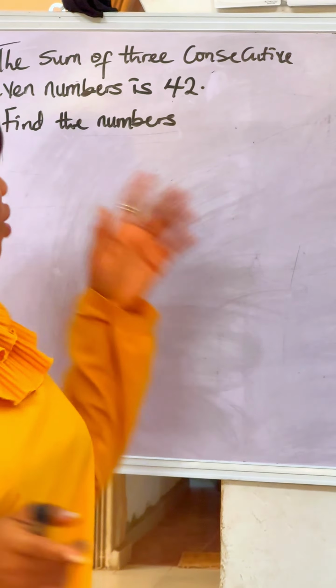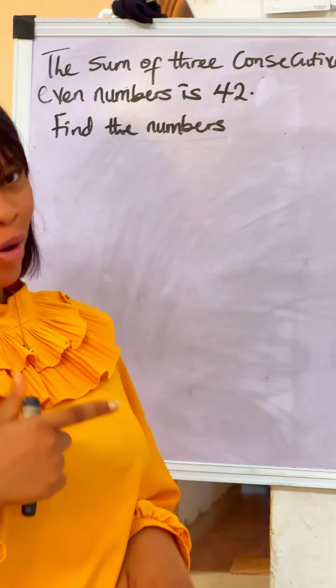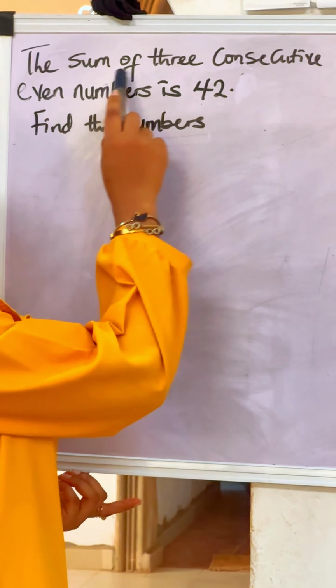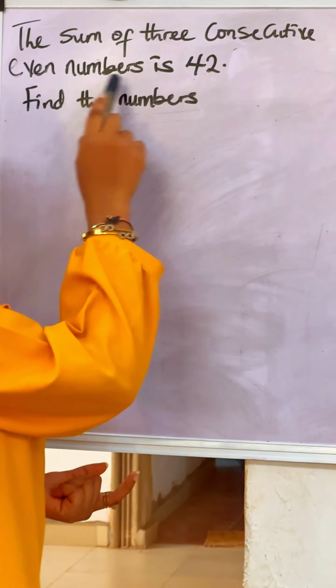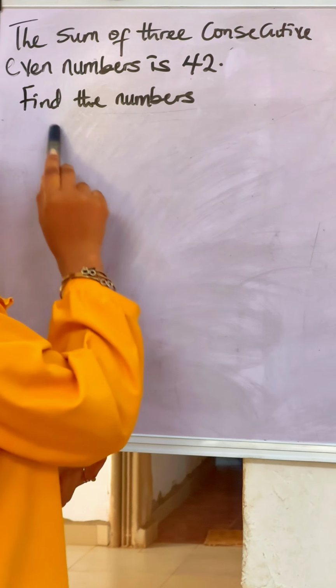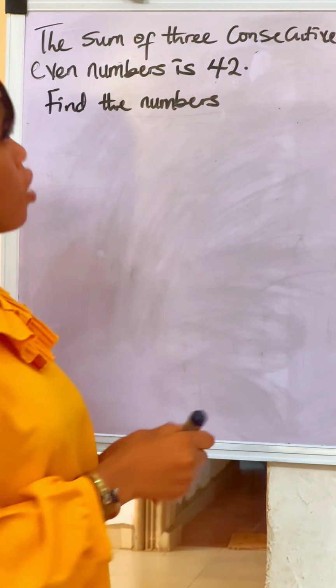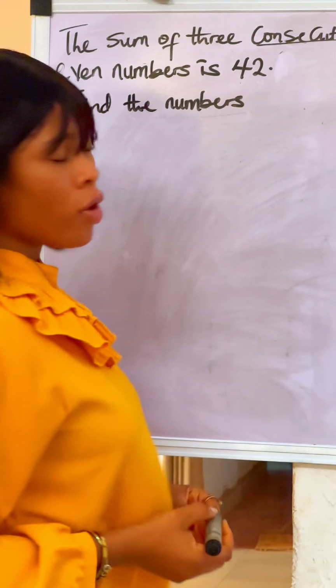Are you struggling with questions like this? Let's break it down. Now we have: the sum of 3 consecutive even numbers is 42. Find the numbers. First of all, what's the meaning of consecutive?